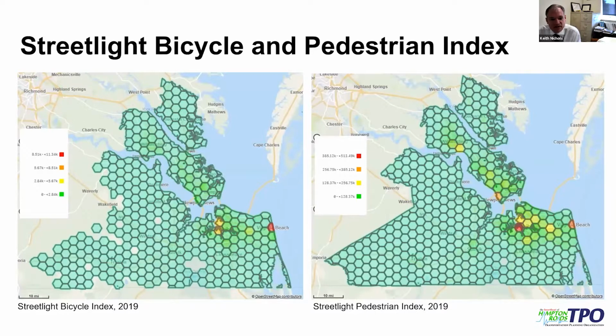So on the left is the bicycle index, and on the right is the pedestrian index. Not really a surprise, the Virginia Beach oceanfront area has some of the highest areas of bicycle and pedestrian activity. Also downtown Norfolk and the Old Dominion University area, we definitely see a lot of activity there. Not really a surprise, but it's good to be able to quantify it. So once again, as we move forward with our active transportation planning, we can use this information to emphasize improvements in those areas.